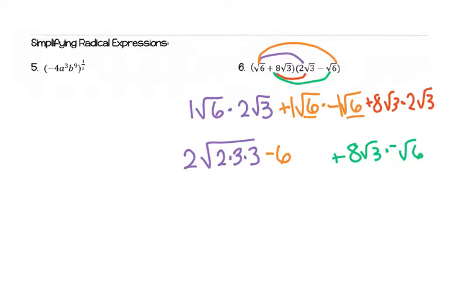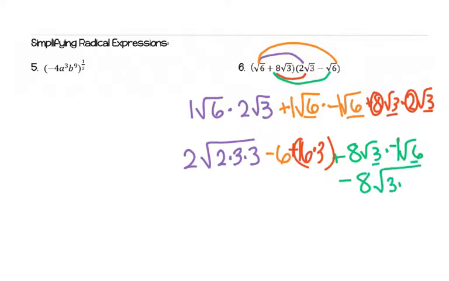Okay, next I'm going to do the red one. So I'm going to have 8 times 2, so that's 16. Square root 3 times square root of 3 is 3, so 16 times 3. And then 8 square root 3 times negative 1 square root 6. So I'm going to have 8 times negative 1, so it's going to be minus 8. And then square root 3 times square root 6 is square root of 3 times 3 times 2.